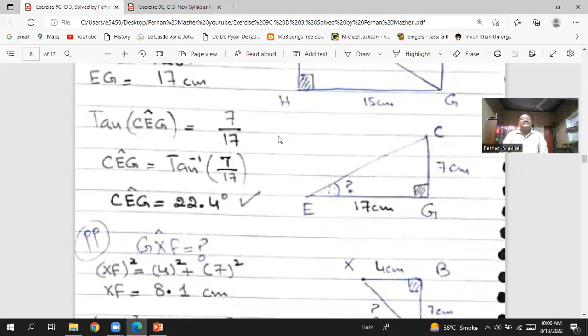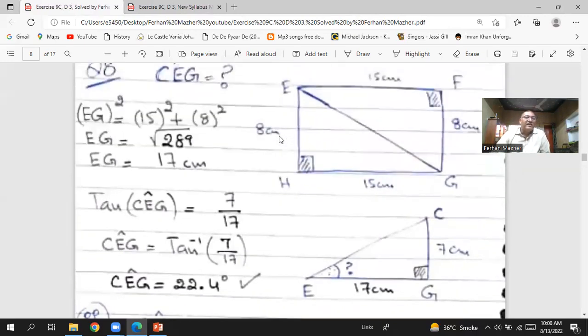So apply tan CEG. That will be 7 divided by 17. And the CEG angle will be tan inverse of (7 by 17). And the angle will be 22.4 degrees. So this is how you will find it. It's a 2-step calculation, and I hope you understand.